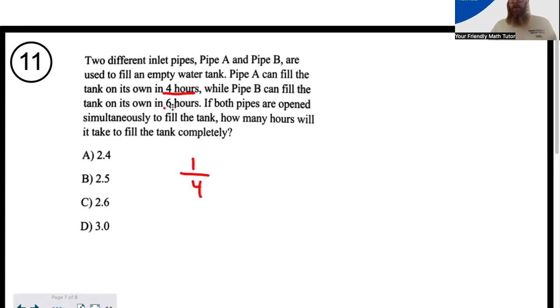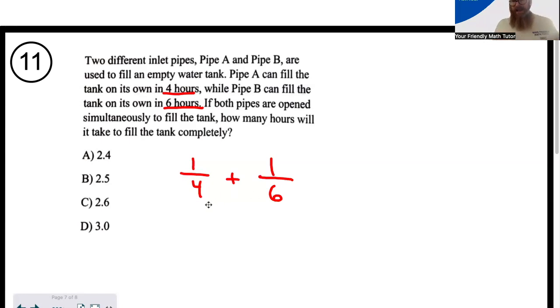Then pipe B, well, that takes 6 hours to fill. So when it's on its own, it takes 6 hours. So that means during the first hour, it should be 1/6 of the way filled. Now, when they're working together during that first hour, the fraction that's filled is adding these together. Because in that first hour, this one's doing a quarter of it and this one's doing a sixth of it. So adding those together tells us the fraction that's filled during the first hour. That's the key to the problem, looking at it as just the first hour.